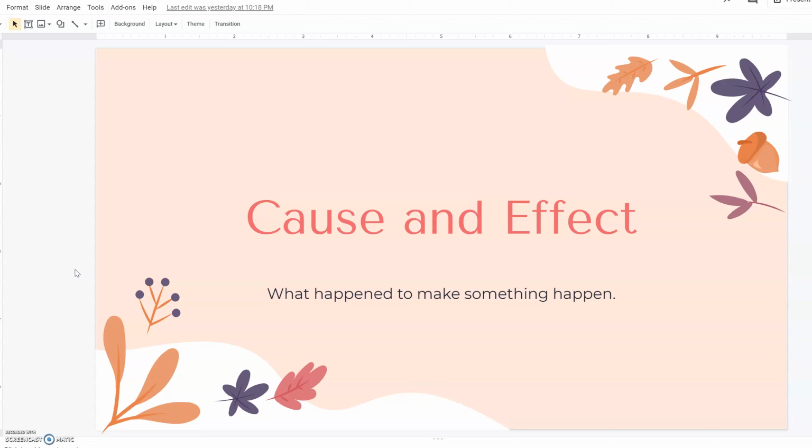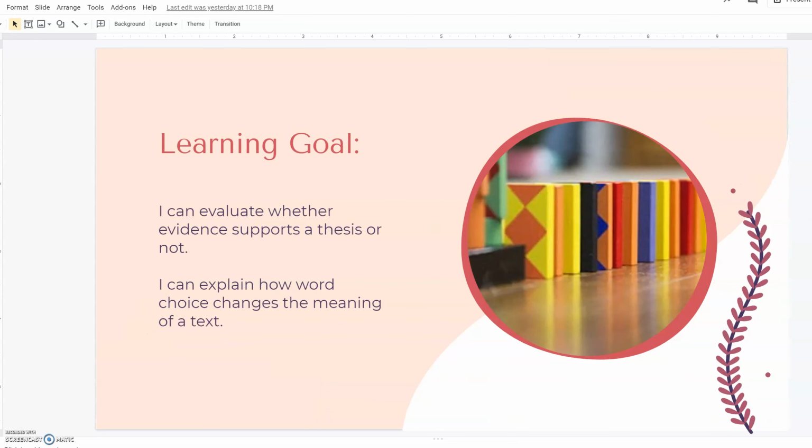This is Unit 5, Lesson 1, where we learn what happened to make something happen. So our learning goals today are: I can evaluate whether evidence supports a thesis or not, and I can explain how word choices change the meaning of a text.